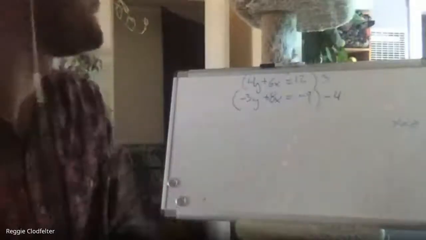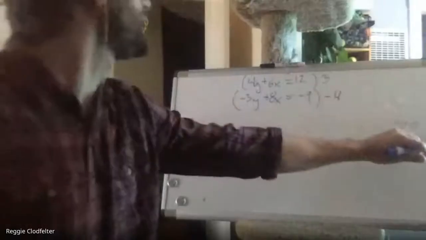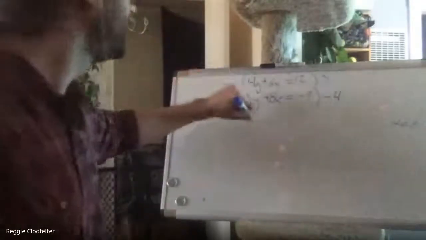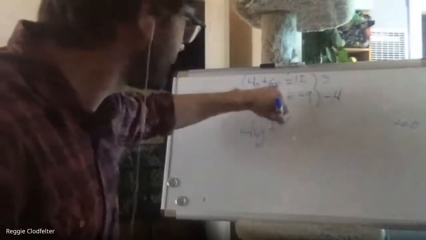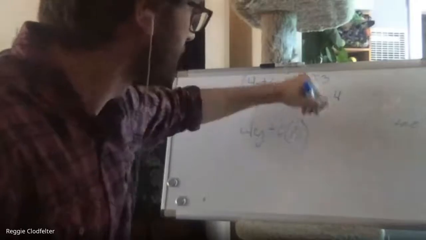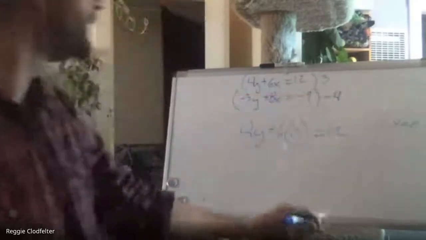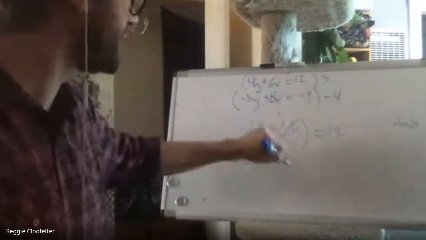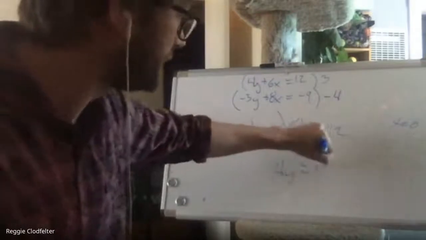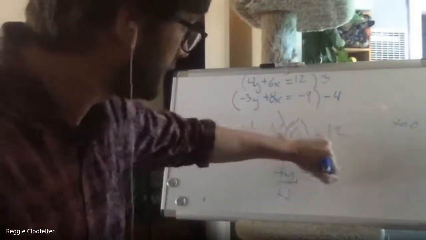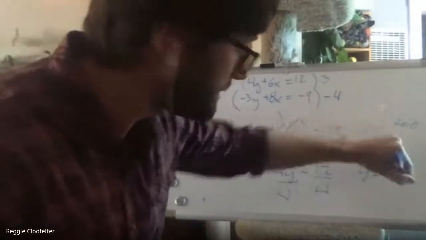Exactly. Okay. So then I'm going to plug my 0 in. 4y plus 6 times 0 equals 12. 6 times 0 is just 0. So 4y equals 12. Divide by 4. Y equals 3. So is it 3 and 0? Yep.